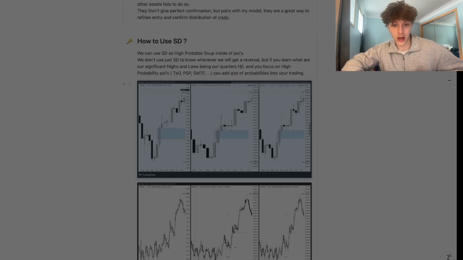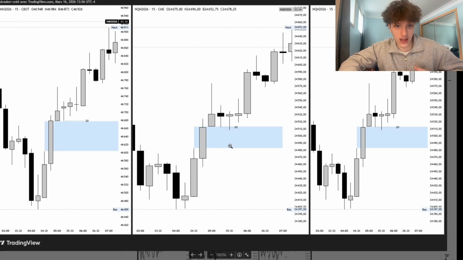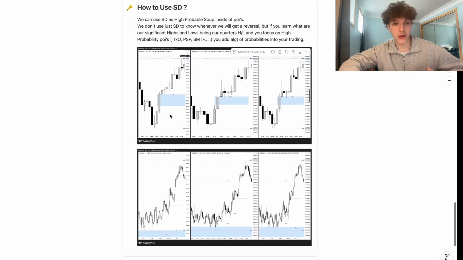So for example, like we just talked about this SMTF on YM and NQ, you can see that it's like a three Kraken correlation combo. We have a 15-minute SMTF. NQ will trade into this SMTF while sweeping the previous 15-minute low, while YM failed to do so. And at the same time, on NQ this is a down close candle, and on YM this is an up close candle, meaning we have a PSP SD inside of a 15-minute SMTF. This is the best entry you could have.